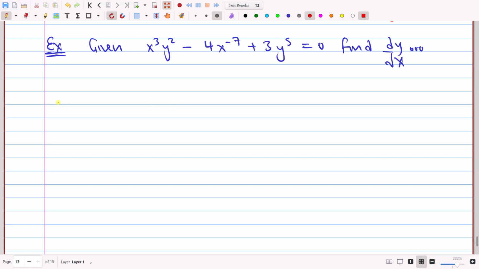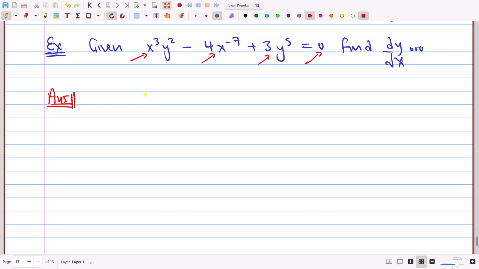To deal with implicit differentiation, this is how we proceed. Every time you're given an implicit function and they say differentiate it, you always differentiate term by term. Which means you start by differentiating that whole term, go to that one, go to that one, up until you have finished dealing with all of them. So how are we going to proceed?